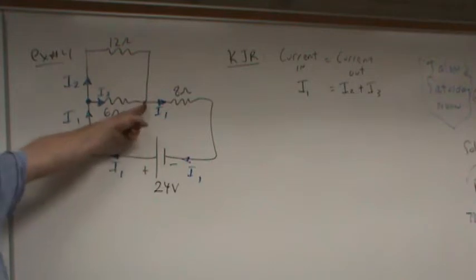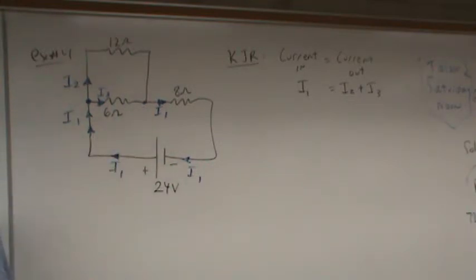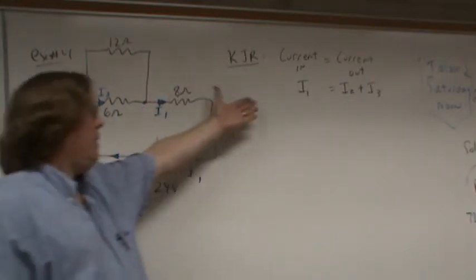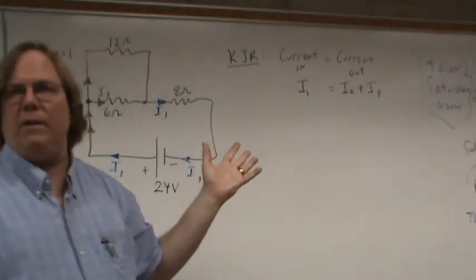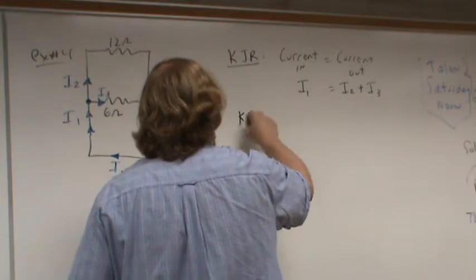Now, I've got another junction. This is a junction here where I got three or more currents coming together. Does it help me at all to use that junction to do a Kirchhoff junction rule? Why not? Noelle, you shake your head. Why not? Yeah, thank you. It'll be the exact same. So it's not going to do me any good, so don't write it down. It doesn't help. So let's go ahead and do a Kirchhoff loop rule now.